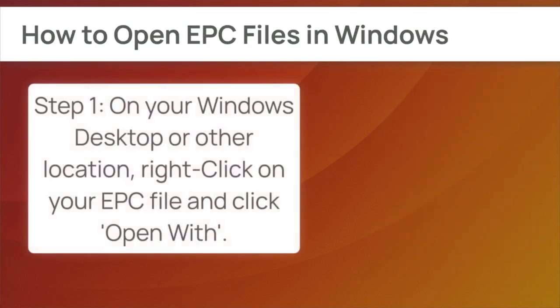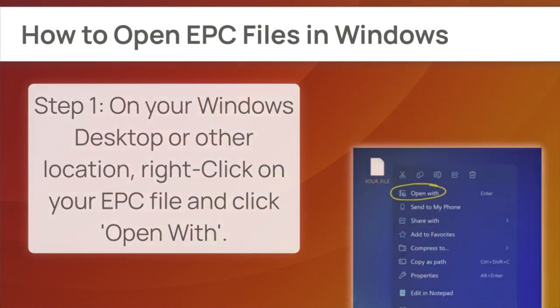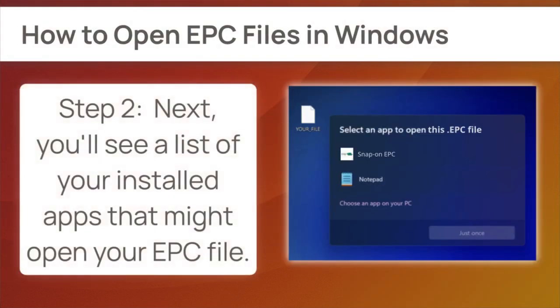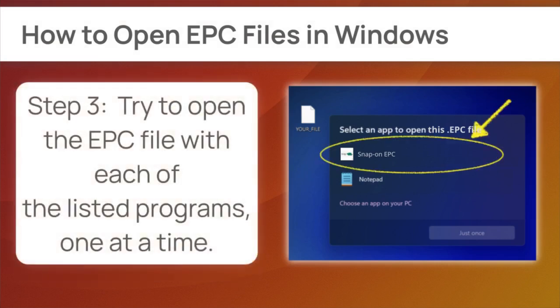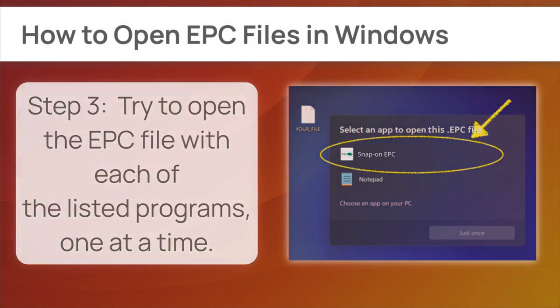To open this specific EPC file, right-click your file and select Open With. If Snap-on EPC is available, use that first. If it's missing, choose another program. Don't worry if it takes a few tries.